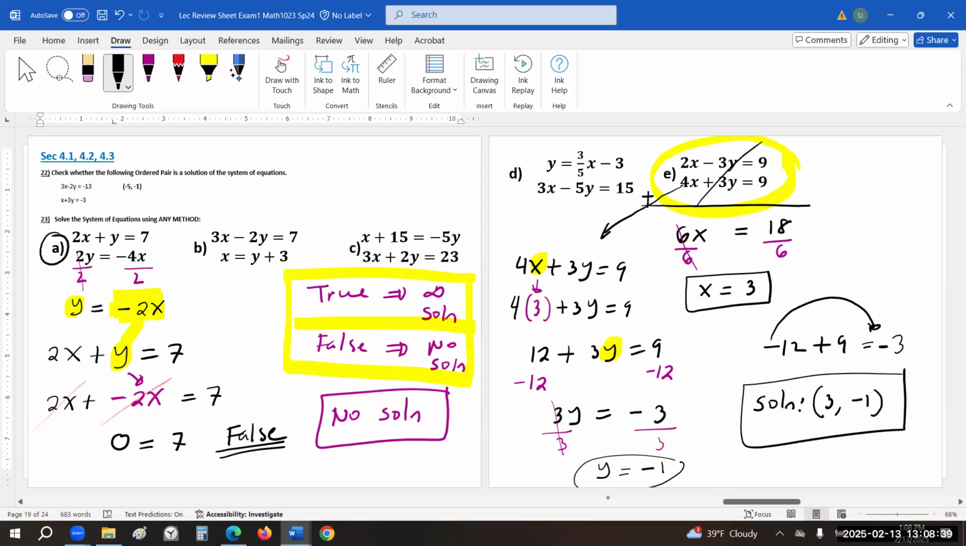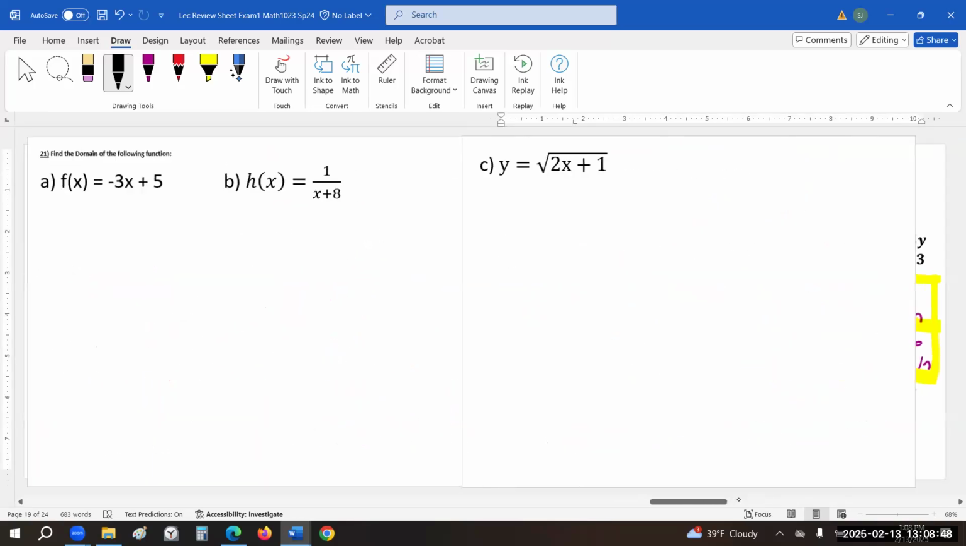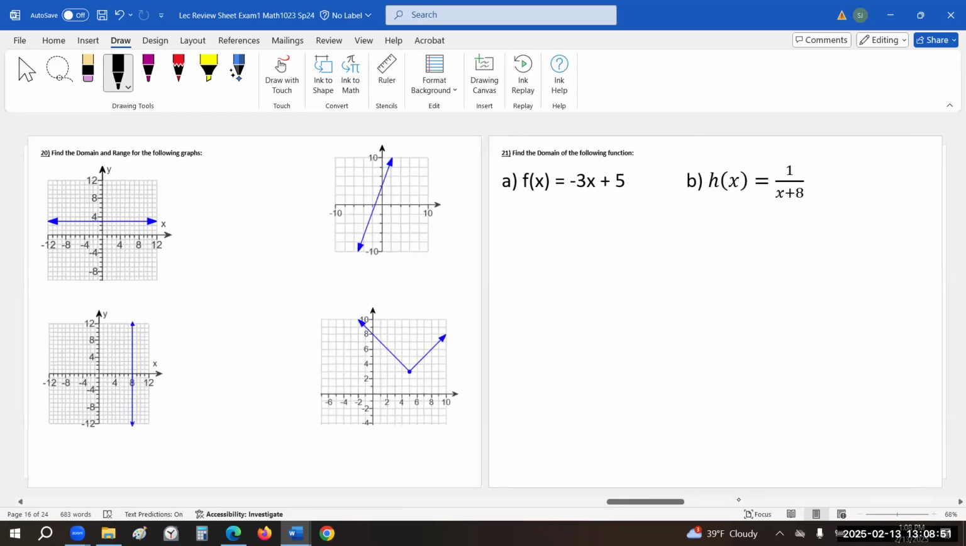Okay. Go ahead, Kimilcia. Domain. From function or from graph? Which one? Function, graph, both? Okay, no problem.